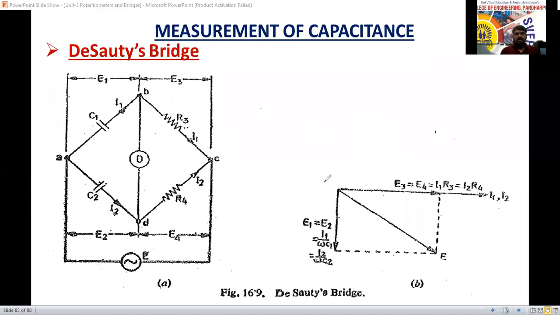So the phasor diagram formation is over. Now what we have to do, according to the Wheatstone bridge, we know the formula for the balance condition. Roll number 6 again. According to the Wheatstone bridge, what is the formula for balance condition? Maxwell bridge I will consider.